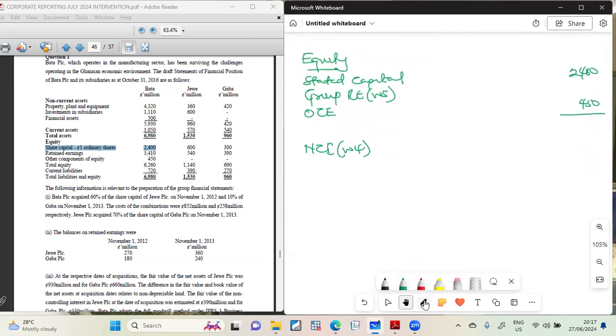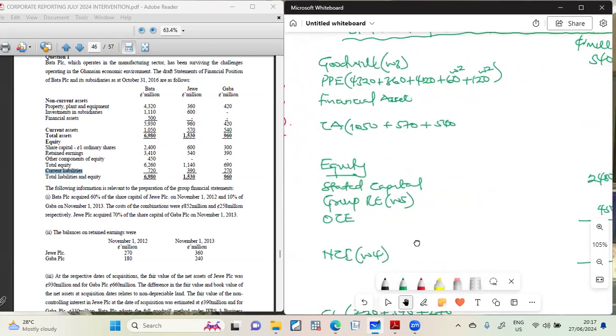Then after that you get your NCL, but this question doesn't have NCL. After that is your CL. So basically that is that. Your CL, you can do 720 plus 390 plus 270 down, waiting for any form of adjustment. So now let's continue. Whenever we finish each workings, we just come and drop it.